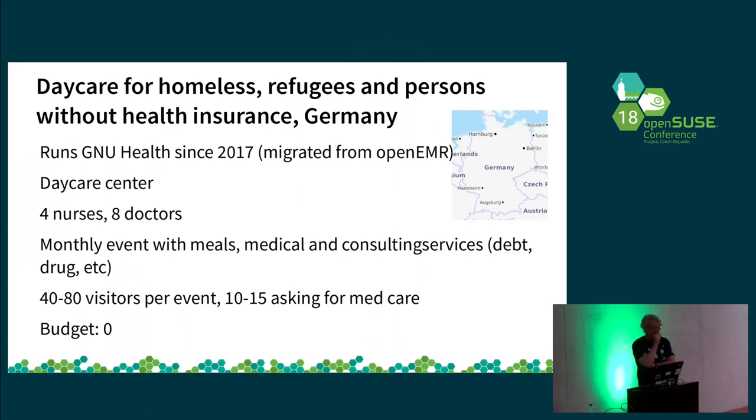Once a month, this network creates a meal where you can get advice, for example, on debt problems, alcoholism, drug problems, where they're offering something like a haircut, for example, for the people, and where some people also ask for medical advice. Out of the 40 to 80 visitors for each session, about 10 to 15 are asking for medical care.